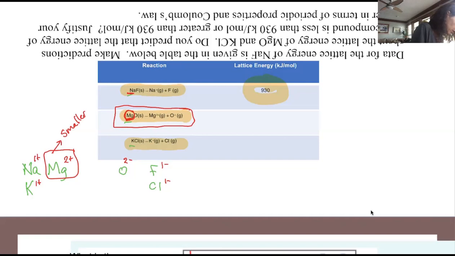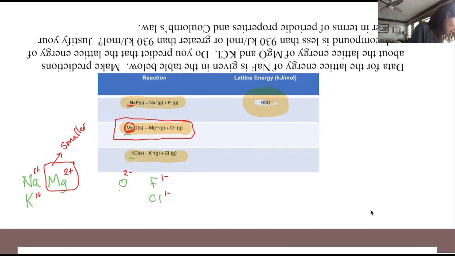When I go to look at oxygen, I see that oxygen has a negative charge. It is a little bit bigger, but because of these large charges, and it is a little bit bigger than fluoride but probably not too much, I'm going to say that its lattice energy would be higher than this.